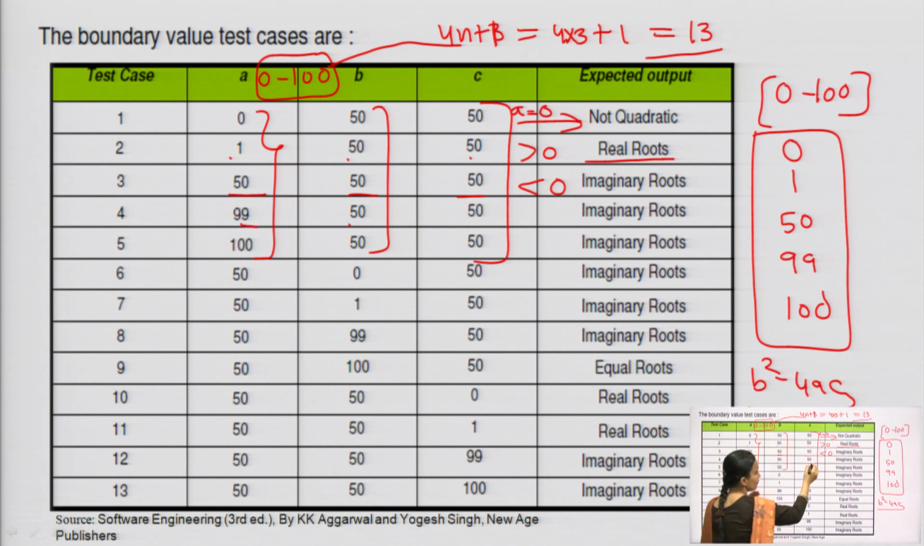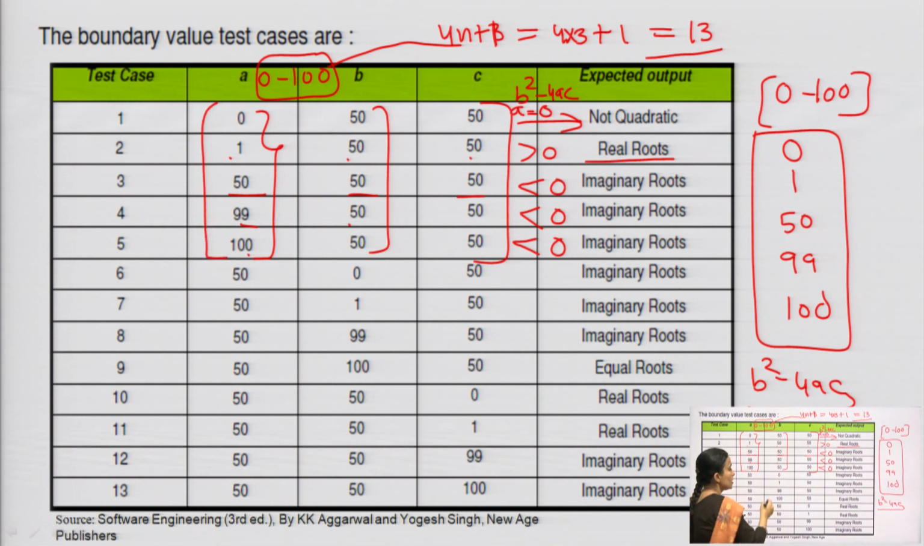Then 99, 50, 50: b square minus 4ac will be less than 0. 100, 50, 50: again the calculation of b square minus 4ac will be less than 0. Then, these 5 cases are being tested.